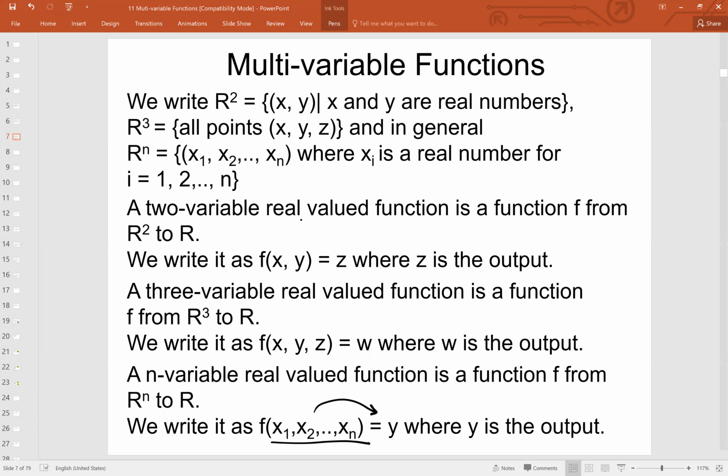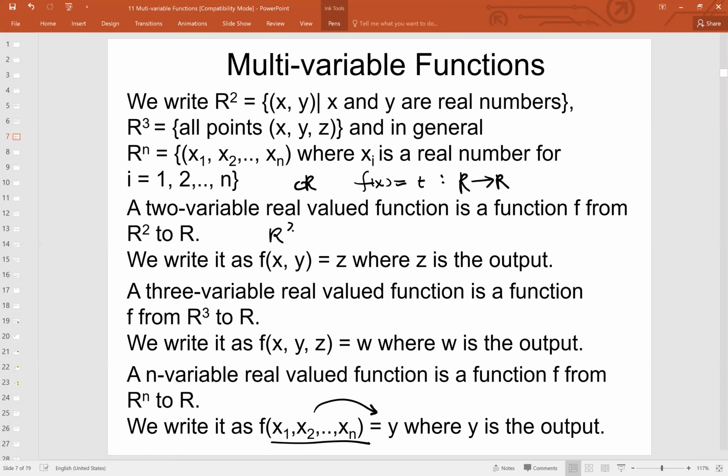By the way, in one variable we have f of x equal to some output. I use y already, otherwise y, z, and t. Then we say this goes from real to real, one dimension to one dimension.